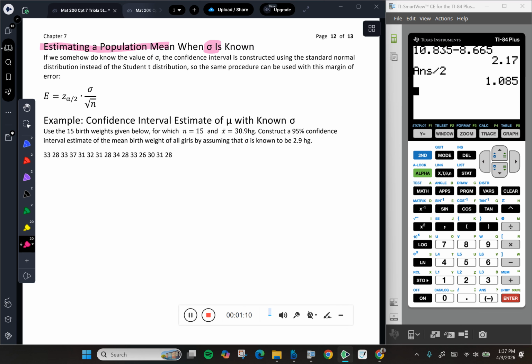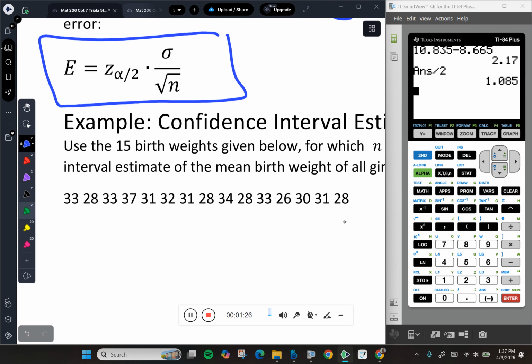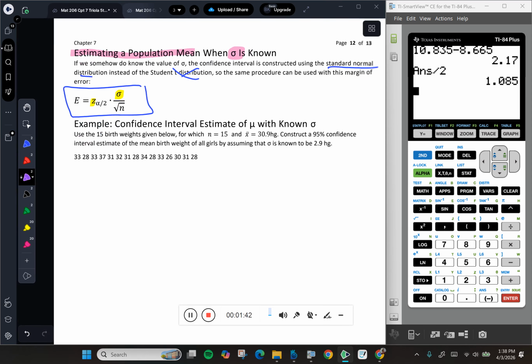Since you know a population standard deviation, you're not going to use the t-distribution. You would just use the standard normal distribution. You would get a margin of error formula that would look like this, where this is a z right here, and this is a sigma, whereas before it was a t and an s. So we're looking at using a normal distribution because we know a population standard deviation.